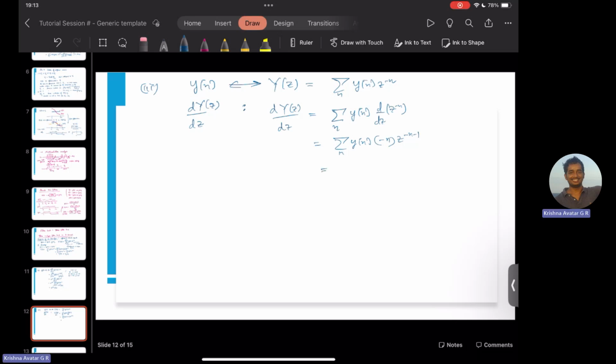So you can call it as minus z times the summation of y n z to the power minus n. Of course, there is n again. So this is how it looks like. Of course, we cannot express it clearly in terms of Y(z) because of n coming into the picture, but that's how it is. So all the operations will be carried out on z to the power minus n as well.